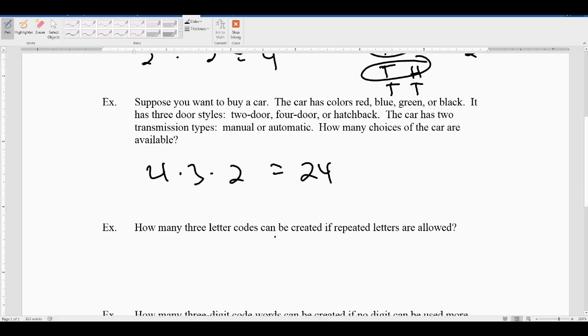How many 3-letter codes can be created if repeated letters are allowed? Now what I like to do is I like to draw 3 blanks in this case. So we're allowed to repeat letters. That means that A is a possibility. So how many letters in the alphabet are there? There's 26. So how many choices do I have for the first code letter? Well, 26. Since repetition is allowed, how many do I have for the second? 26. How about for the third? 26.